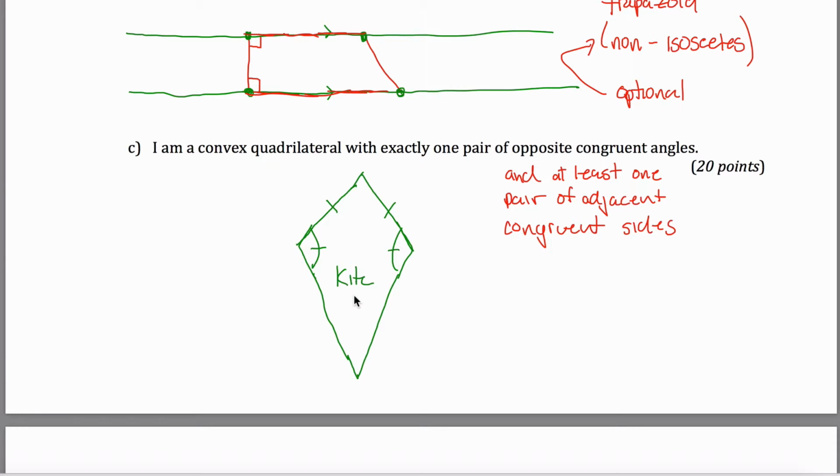You might think that it could be a dart, and it almost could. The reason it can't be a dart is because it's convex. What else might you think it is? You might think that it's, I don't know, a rhombus, but it can't be a rhombus because it says it has exactly one pair of opposite congruent angles, and a rhombus actually has two pair of opposite congruent angles, similar for a square or a rectangle.